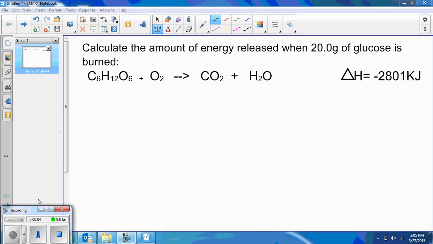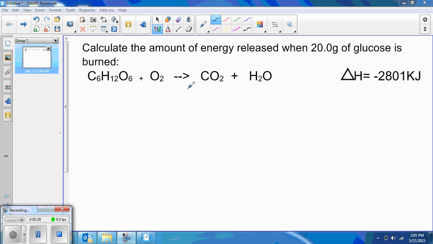All right, for this thermochemistry problem, they're asking us to calculate the amount of energy released when 20 grams of glucose is burned. We've got the chemical reaction for the combustion of glucose unbalanced, and we also know the delta H for this reaction. So this is the overall enthalpy for the reaction. So we're going to solve this like we would using the stoichiometric method.